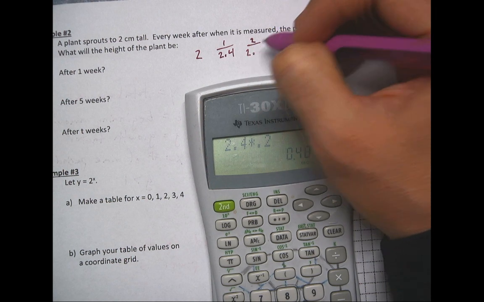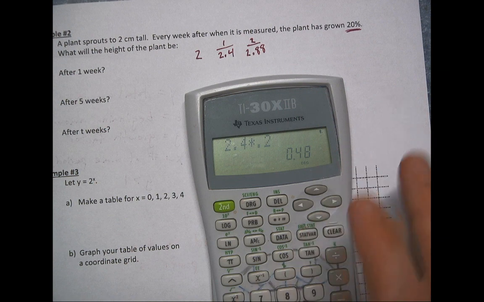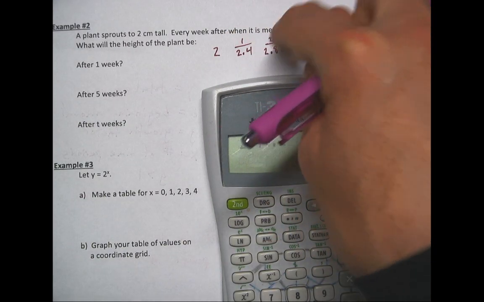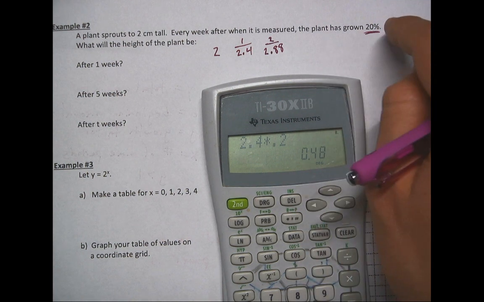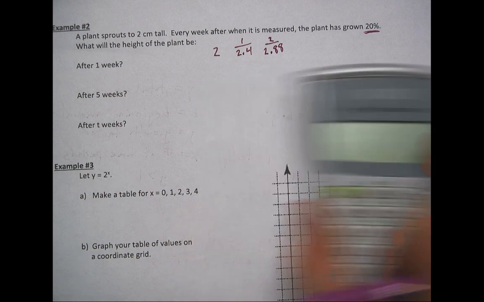So that's going to be 2.88. And then it's 20% of that number. Okay, and so 20% of each one of these bigger numbers is a larger amount than 20% of the original. And so it starts growing faster and faster and faster.